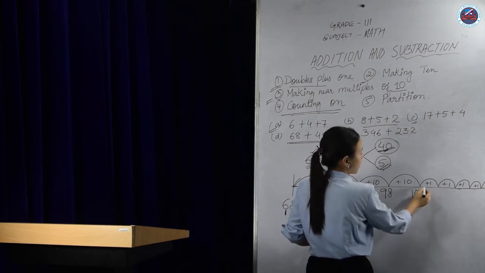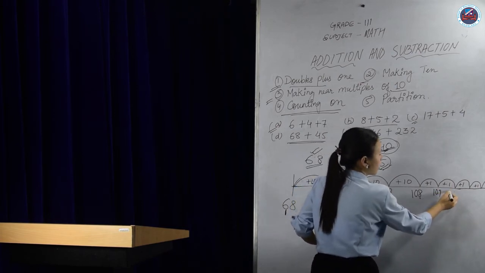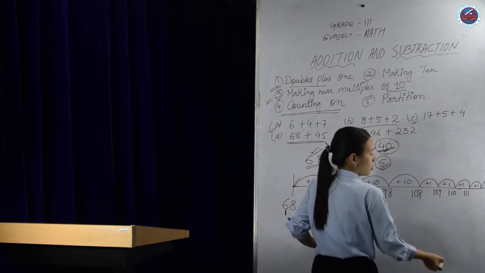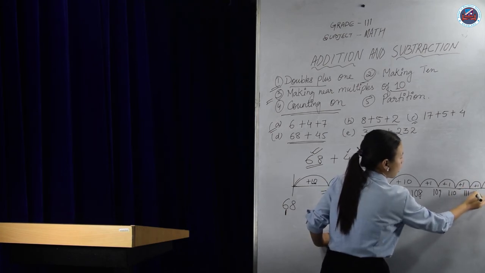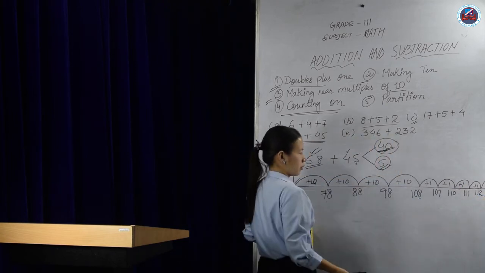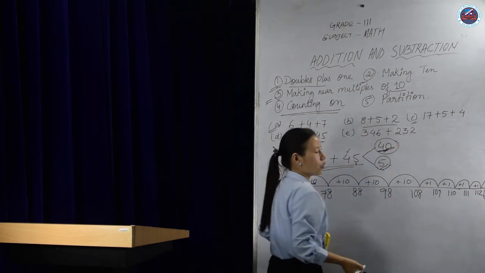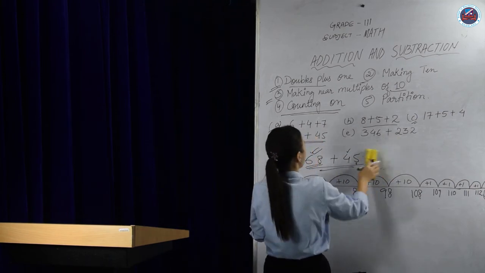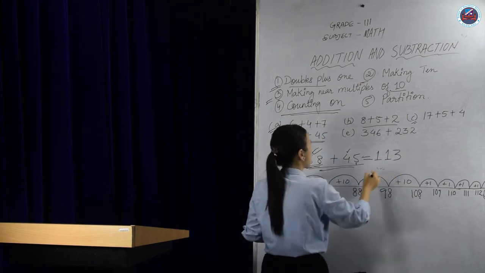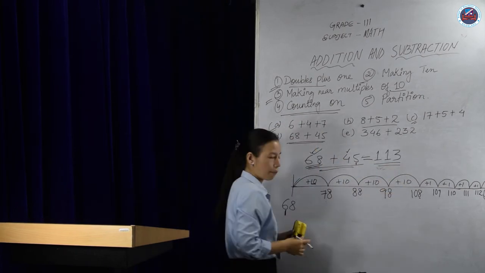That is 108, 1 more, you get 109. And 1 more to this 109, you get 110, and another 1 more, you get 111, and another 1 more to this 111, you get 112, and so on until you get 130. That is, our sum answer is the last number, that is 130. So 68 plus 45 is equal to 130. That's how we use this counting on strategy to find the sum.